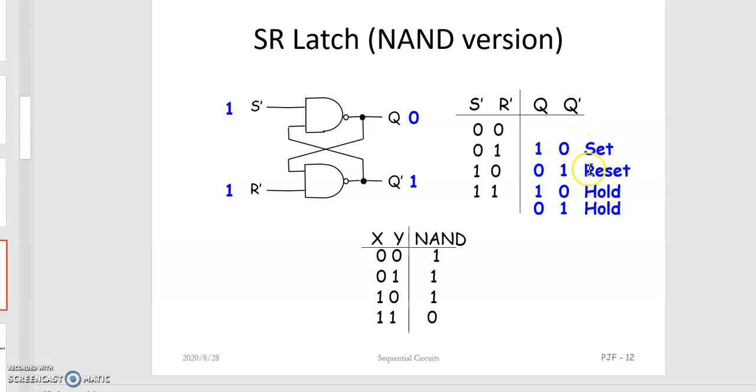So if it is 1, 0, it holds the same state. If it is 0, 1, it holds the same state.